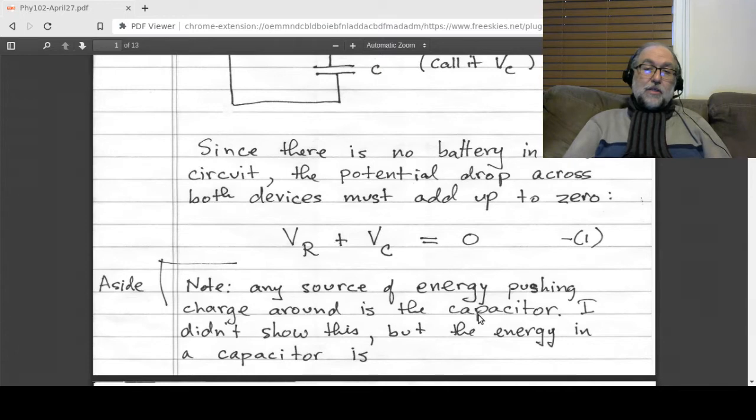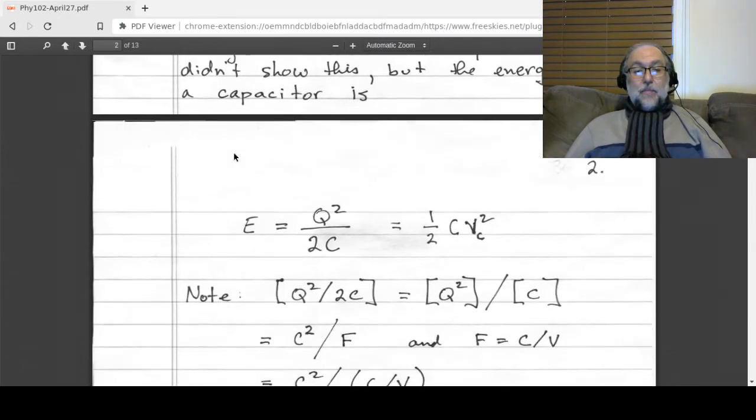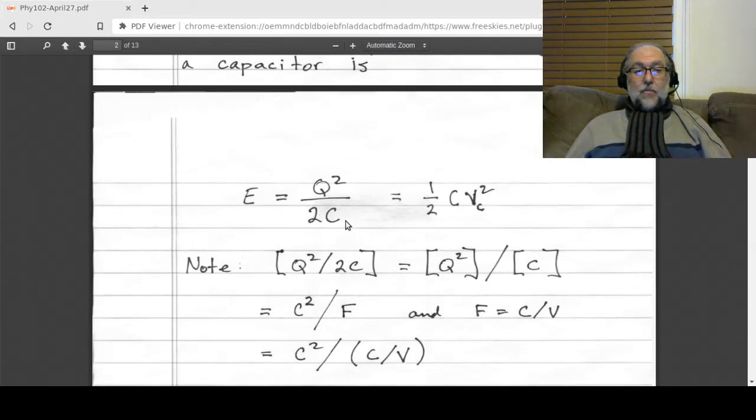I didn't derive this during that previous lecture, and I'm not going to derive it now, but you can show that the energy in a capacitor is given by this formula. I actually wrote it in two different ways here. You can write it as Q squared over 2 times the capacitance, okay, and that's equal to the amount of energy that's in the capacitor.